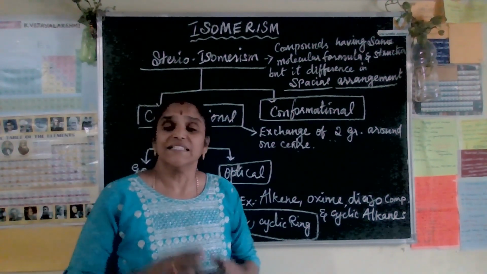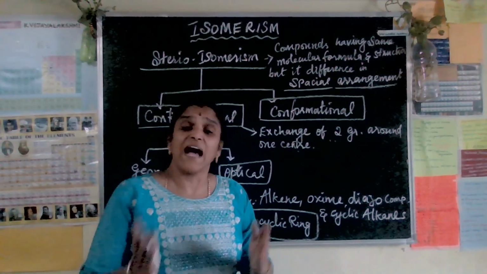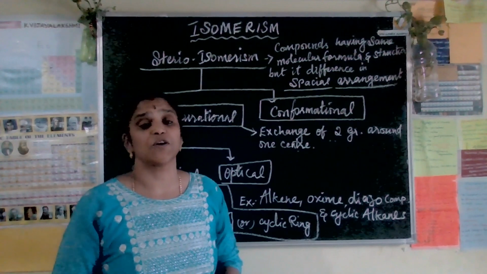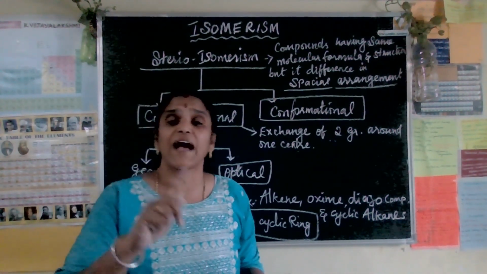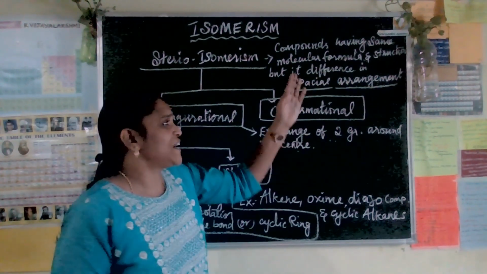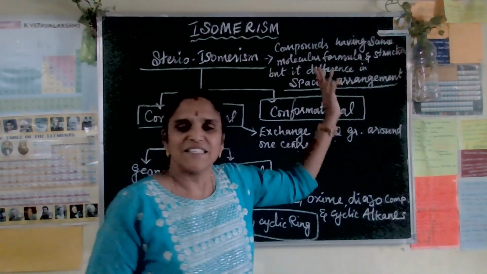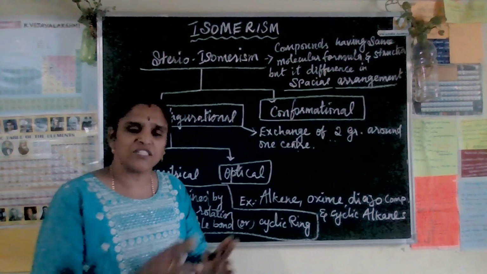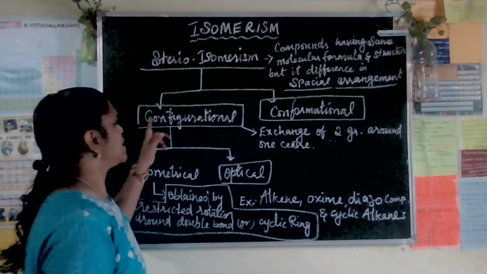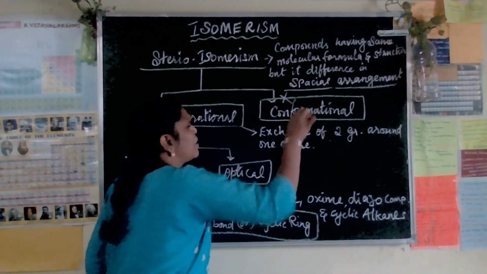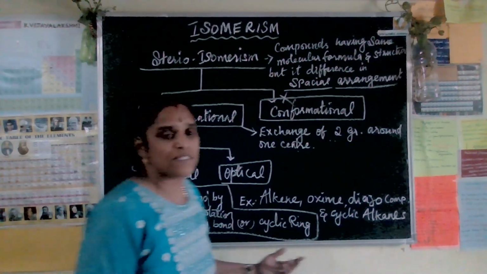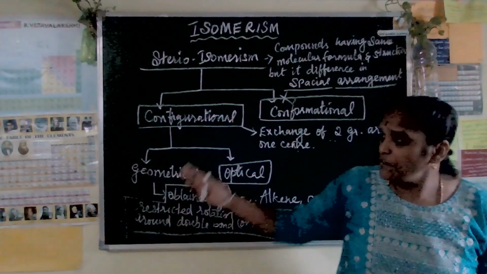Stereoisomers have the same molecular formula and the same structural formula, but they differ in the spatial arrangement of atoms or groups. That is known as stereoisomers. Stereoisomers are divided into two groups, configurational and conformational. We are not going to talk about conformational because it is not required for us.